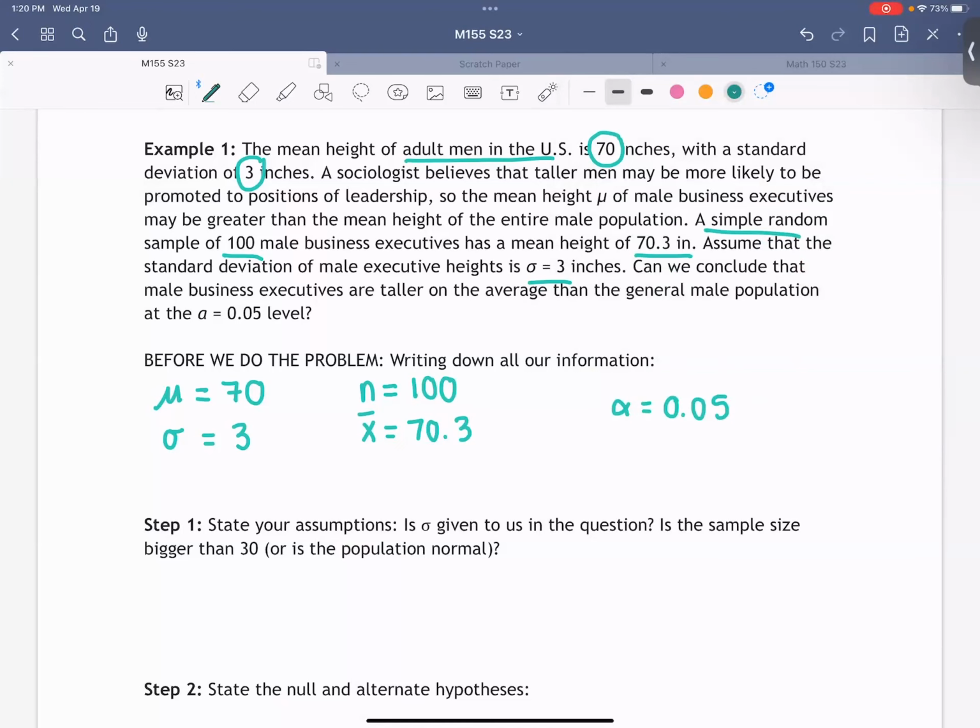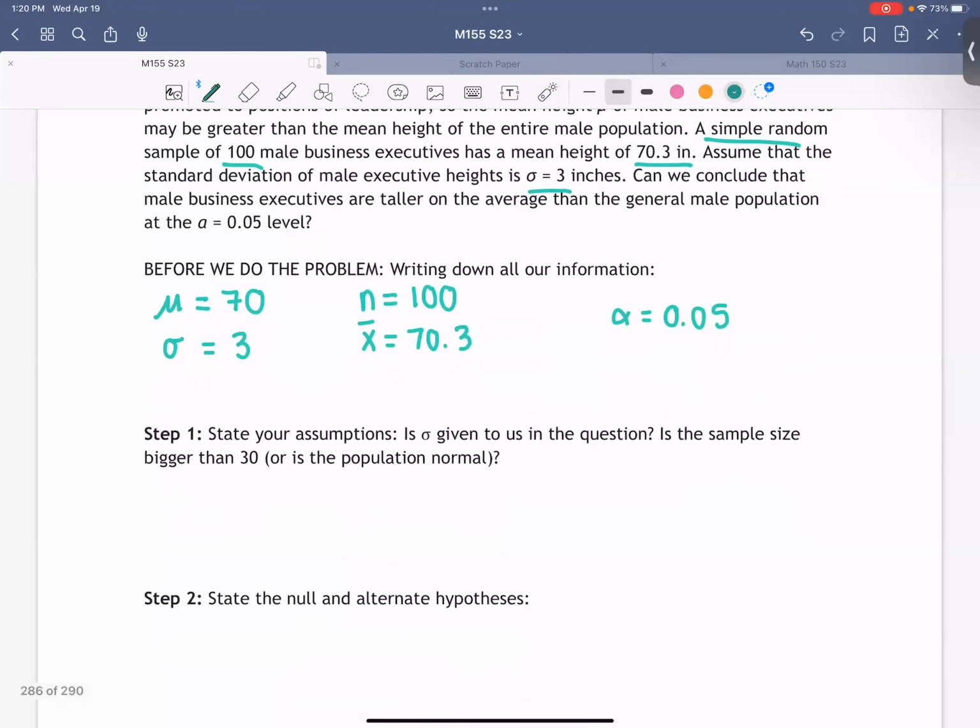Step one is stating our assumptions. The first assumption is about sigma, right? Now, don't really worry about it now, but these questions do rely that sigma is given to us. Yes, it is. Sigma is given. Okay, that was easy. Second question, is the sample size bigger than 30? Is 100 bigger than 30? Yeah, right. So it looks like we are done. That gets a smiley face.